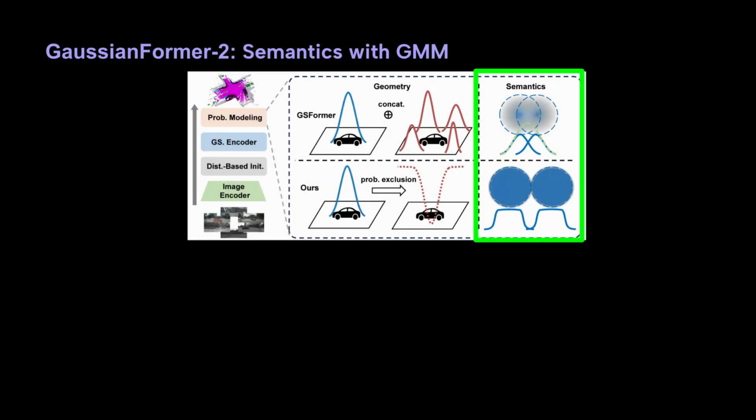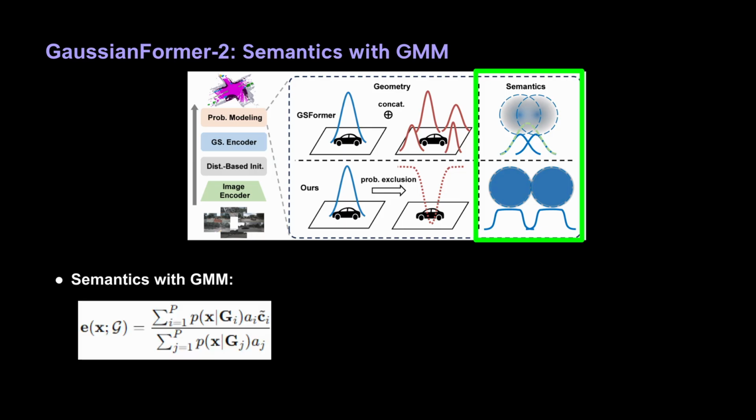While geometry or occupancy part is handled by the probabilities alpha, the semantics are determined through a Gaussian mixture model. Here, P of x given Gi is the conditional probability of x under this Gaussian distribution. Ai represents an opacity or mixing weight, and Ci are softmax normalized semantic class distributions. This ensures that semantics are always properly normalized, eliminating unbounded logits and further reducing overlap-induced issues.